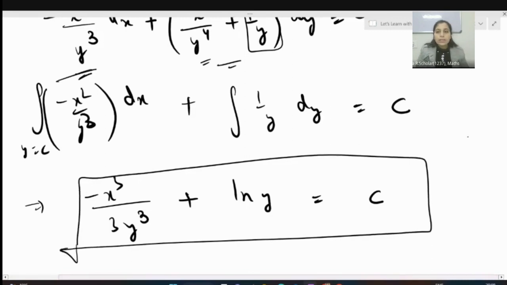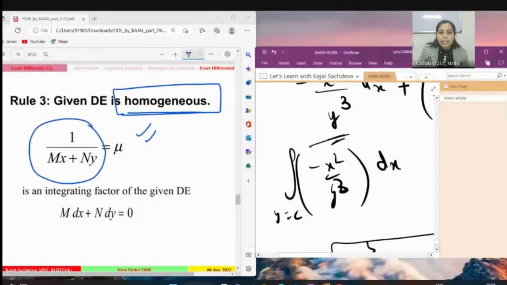We can also deal with this problem by rule number 1. So it depends on you what rule you are applying. Both rules can be applied in this question.